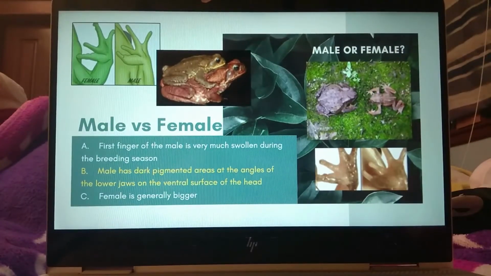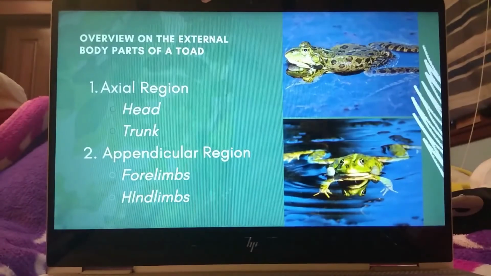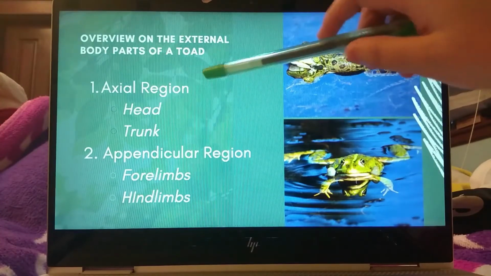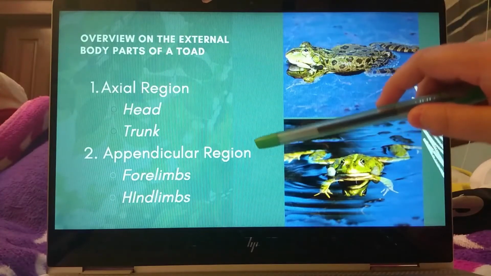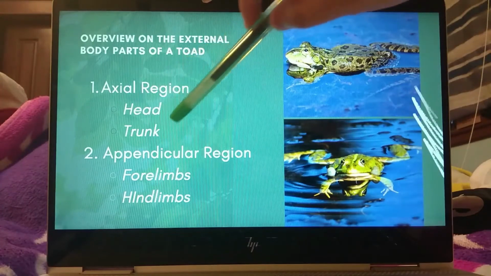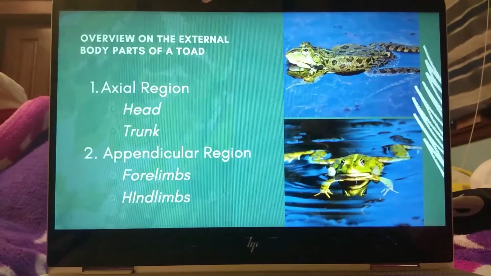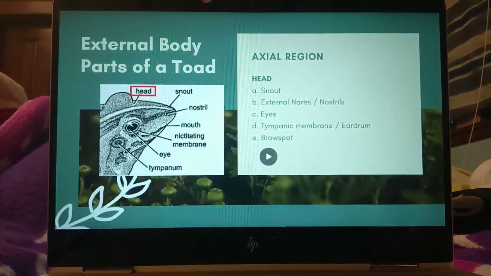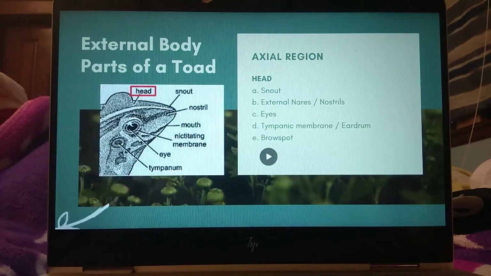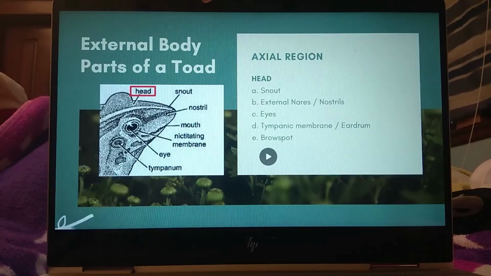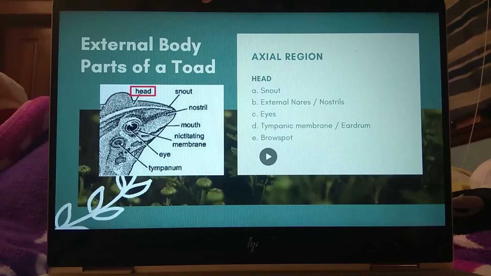Moving on to our next discussion, we have the external body parts of a toad. So we have an overview of what we will be talking about. We have the axial region, which is composed of the head and the trunk, and the appendicular region, where we have the forelimbs and hind limbs. So for our axial region, again, it is composed of the head and the trunk.